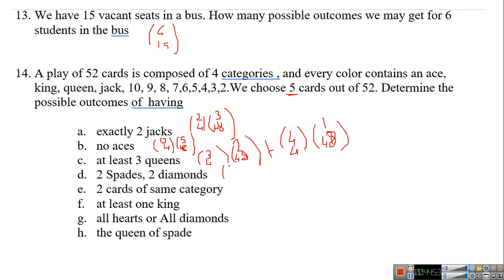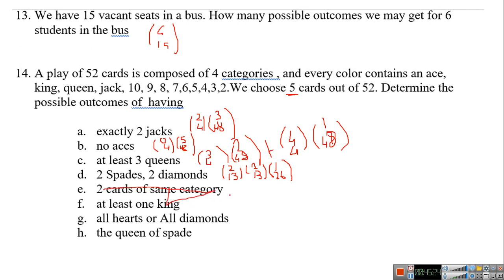Don't forget, I need to pick 5 cards. 2 spades, 2 out of 13, a combination here. Two diamonds, and remains one card. This card can be a heart or a club. Okay, I don't want to do this.